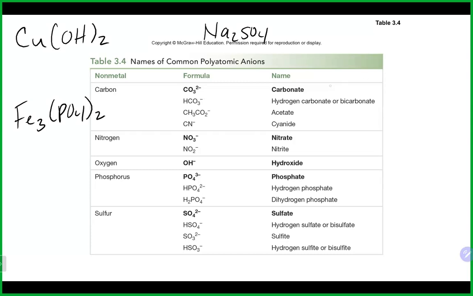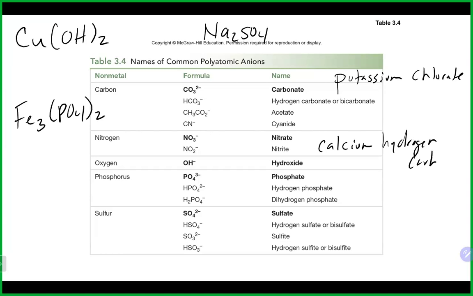And why don't you write the formula for potassium chlorate? And why don't you do calcium hydrogen carbonate? All right. So come up with some names.